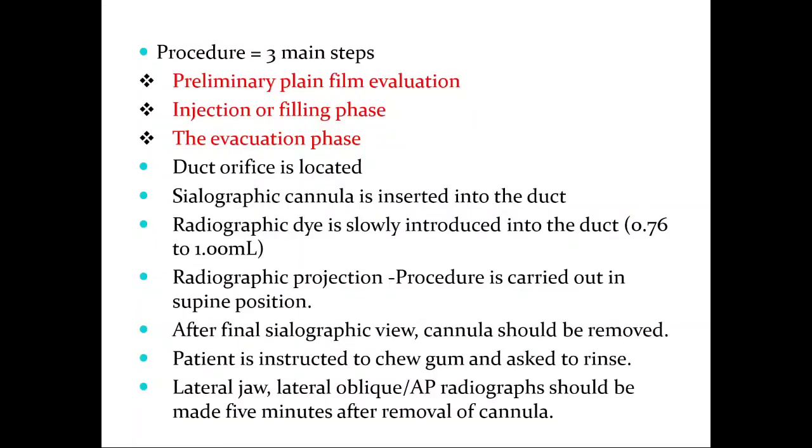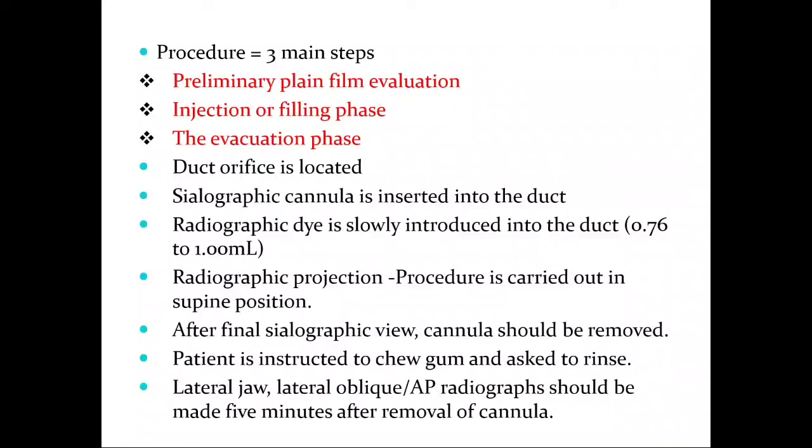So in the procedure of sialography, you have three main steps, that is preliminary plain film evaluation, then you have the injection or the filling phase, and then you have the evacuation phase. So you have to explain in each phase what are the procedures that are done. In the preliminary, radiographs are taken to detect the conditions without any requirement of any contrast.